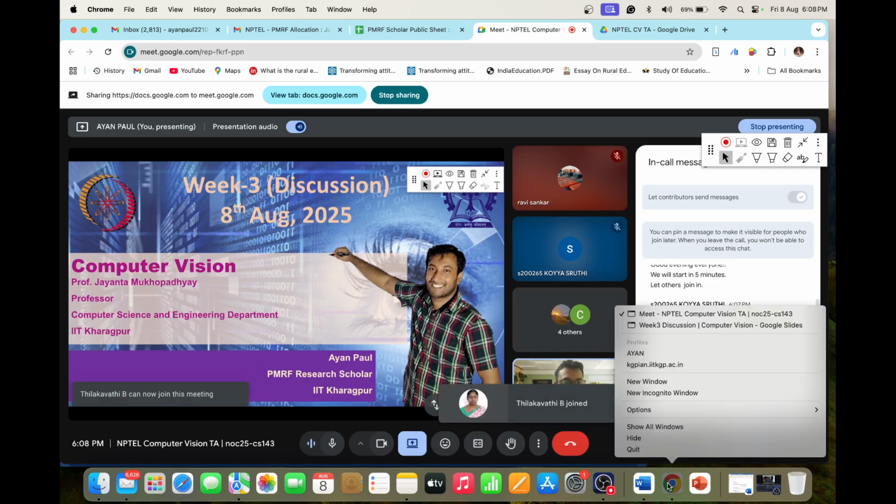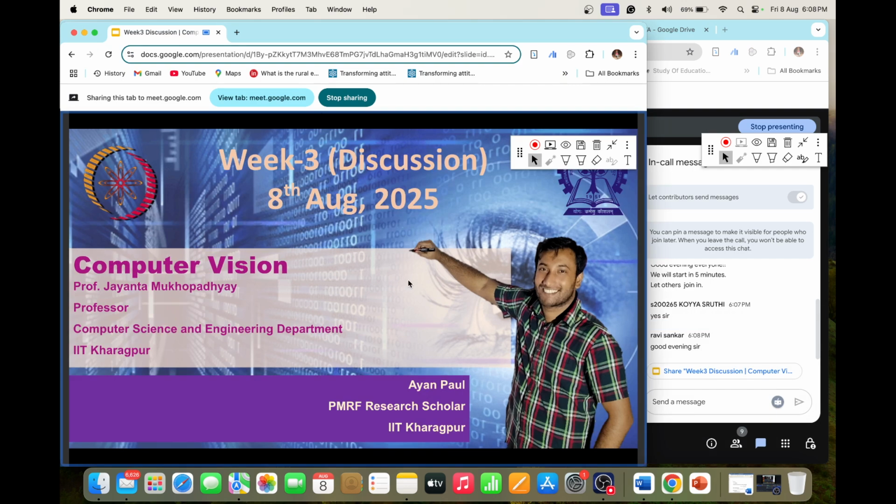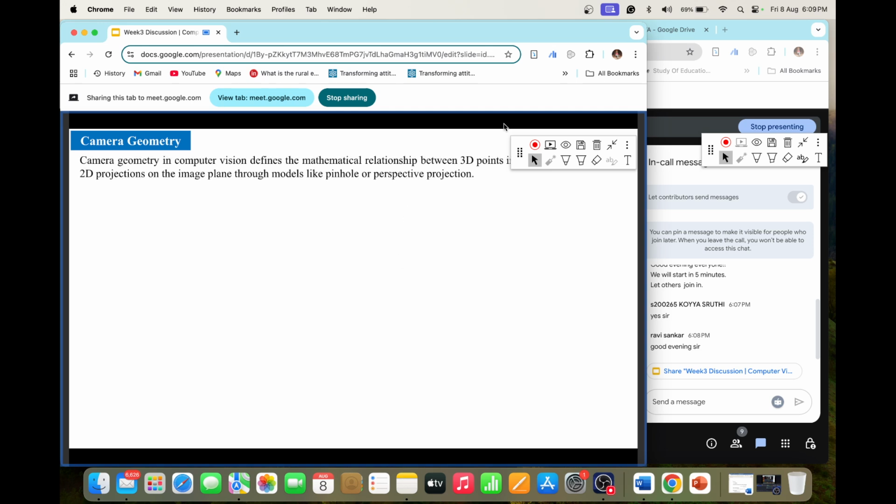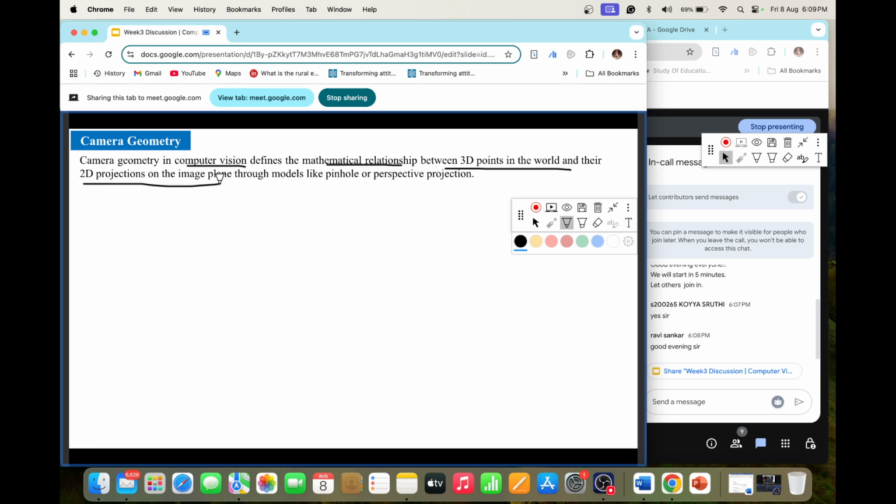So with that, let's start the discussion. In the previous week, we discussed real space, projective space, and homogeneous transformation, right? Now in this class, we will discuss camera geometry. What is camera geometry? Camera geometry in computer vision defines the mathematical relationship between the 3D points in the real world and their 2D projection on the image plane.